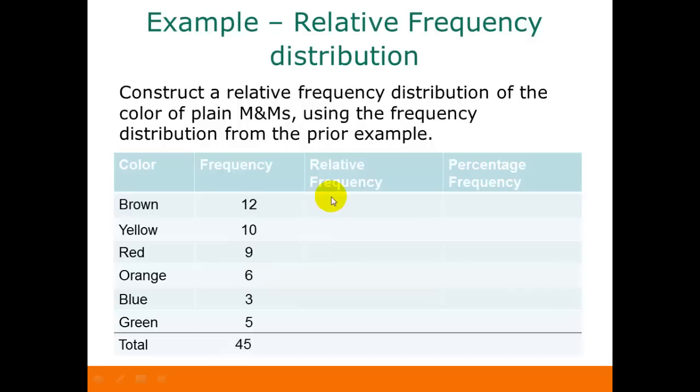Now, to get our relative frequencies, we just take each category frequency and divide it by our total, which is 45. So our first one is going to be 12 divided by 45, which gives us approximately 0.2667.